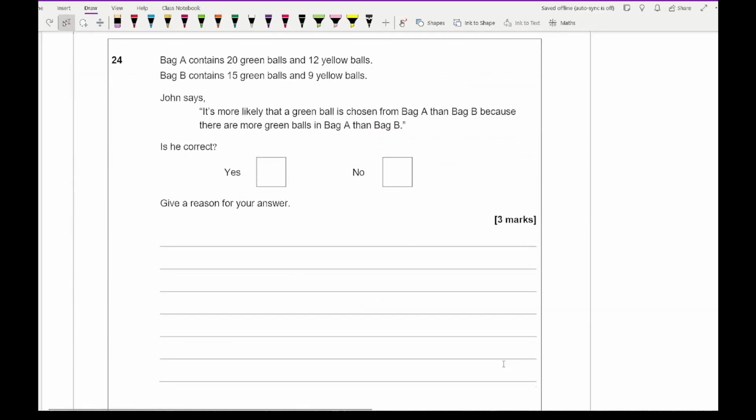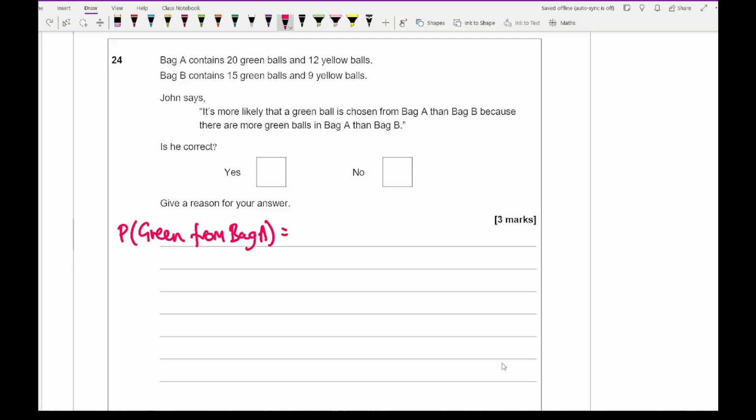Moving on to question 24, it says bag A contains 20 green balls and 12 yellow balls. Bag B contains 15 green balls and 9 yellow balls. John says that it is more likely to get a green ball from bag A than bag B because there are more green balls in bag A than bag B. Is he correct?